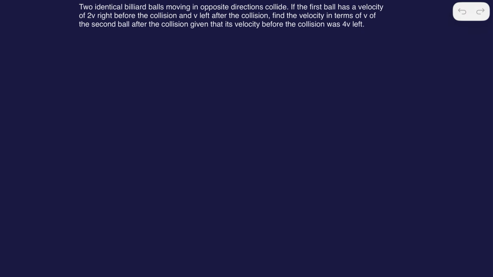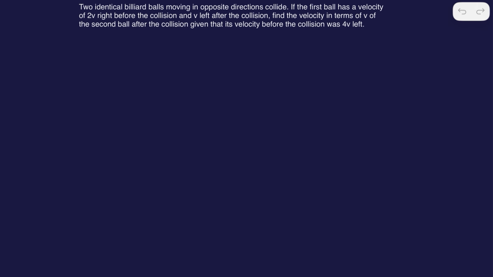The question says two identical billiard balls move in opposite directions and they collide. If the first ball has a velocity of 2v to the right before the collision and v to the left after the collision, find the velocity in terms of v of the second ball after the collision, given that its velocity before the collision was 4v to the left.